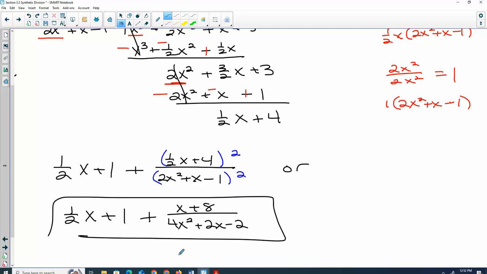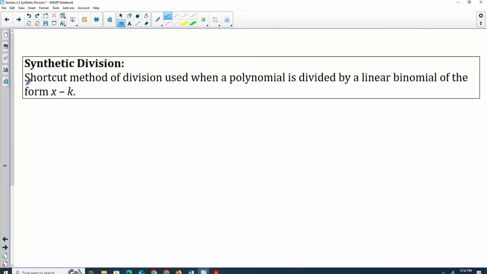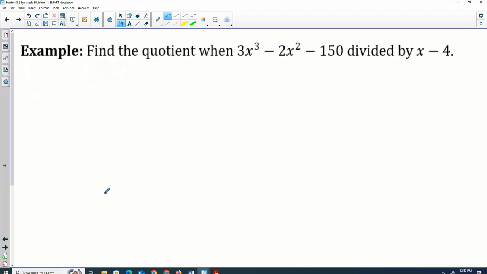Okay, so long division has its place, and we will have to know it at some certain points. But there are some problems that can be done in an easier way, and that's the case if you are dividing by something linear, something where x to the first is your highest power. In that case, we can do what's called synthetic division. So if I want to find the quotient when we divide by x minus 4, could I do this with long division? Yes, absolutely. Synthetic division is basically taking out all the variables and just dealing with the numbers.